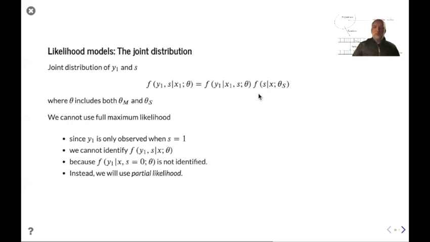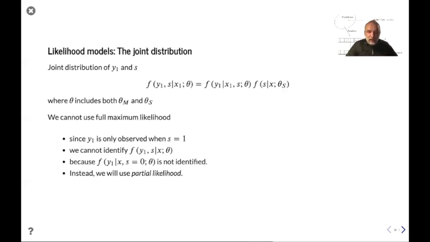Now there are going to be separate sets of parameters here. There are parameters that determine this conditional density. Once we condition on selection, that includes both the parameters that enter into the equation of interest, which we'll call theta m, and the parameters that determine selection, which we'll call theta s. The selection parameters only enter in that equation here, whereas theta m would not.